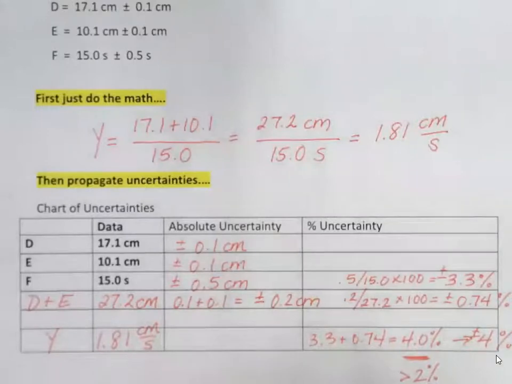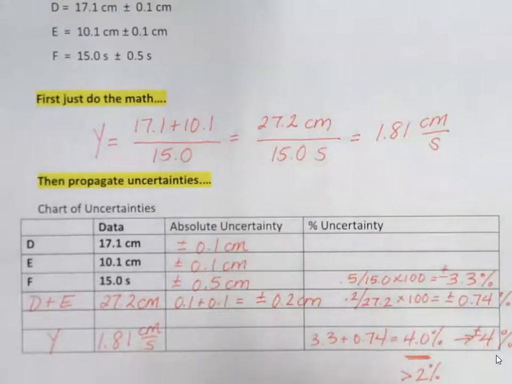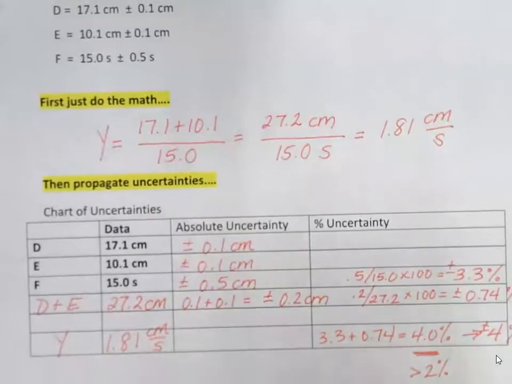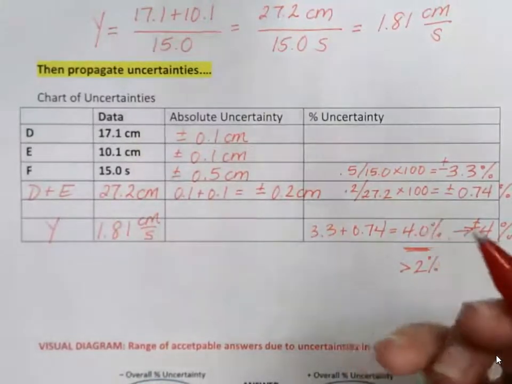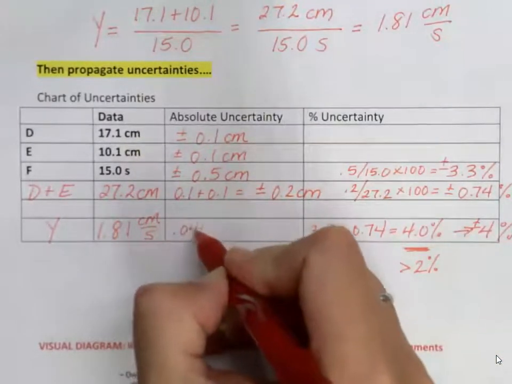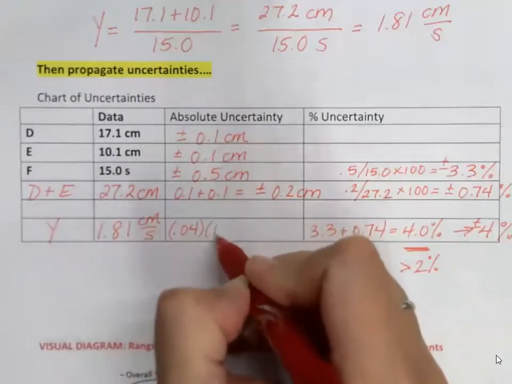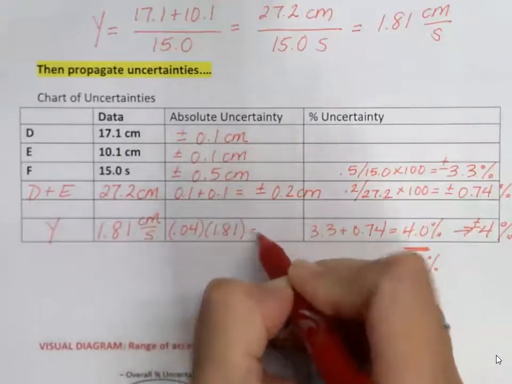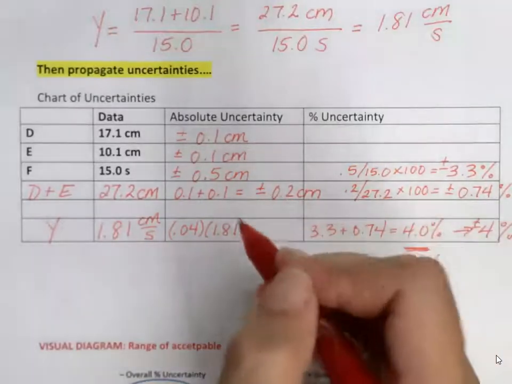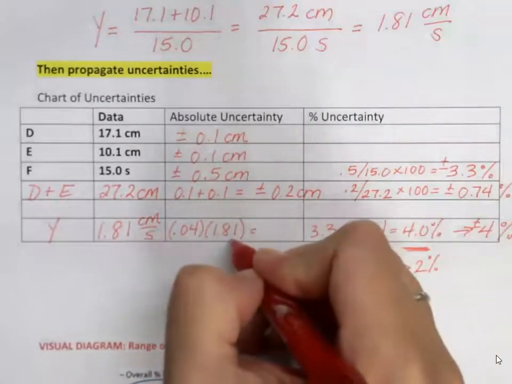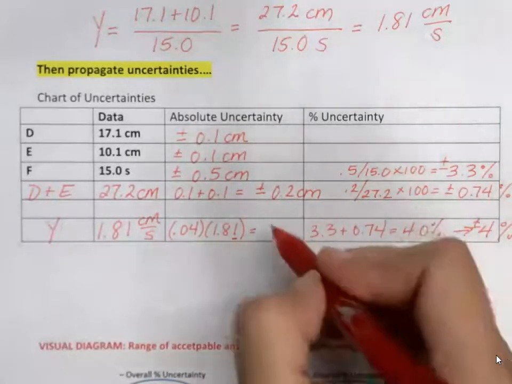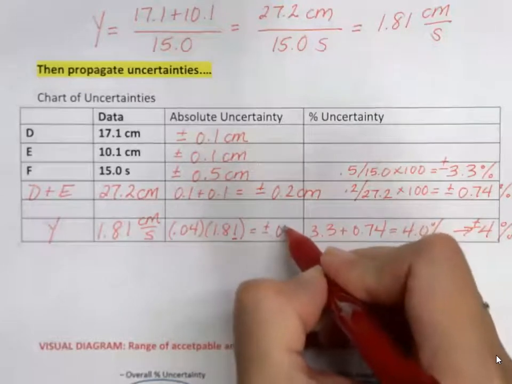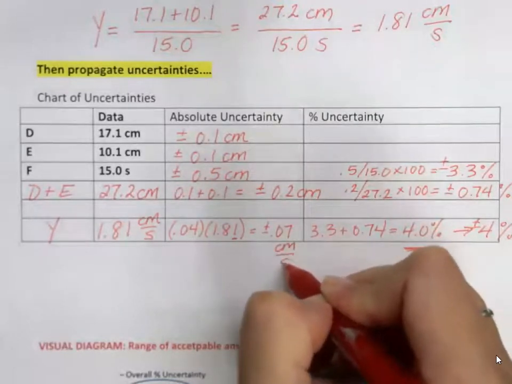Okay, so then we need to take that number and calculate our absolute uncertainty. The way that we do that is to take our percentage, 0.04, and multiply it by our value. Again, we want our overall absolute uncertainty to go to the same decimal place as our data. And when we do that calculation, you should get plus or minus 0.07 centimeters per second.